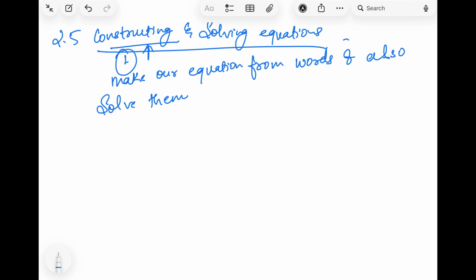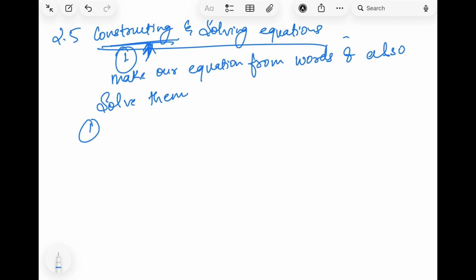Okay, so in the first subtopic we just learned how to construct the equation and write it in the form of an expression or equation. Now what do we do? We write the equation and then we solve and get the value of the unknown also. Okay, for that let's take up an example. We'll take up 2-3 examples so we understand better.